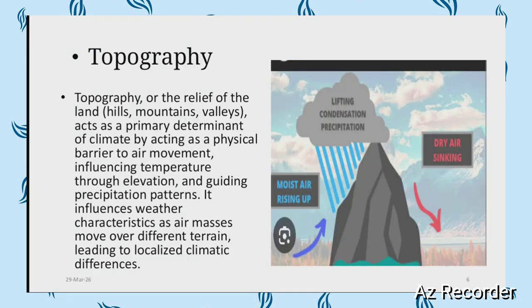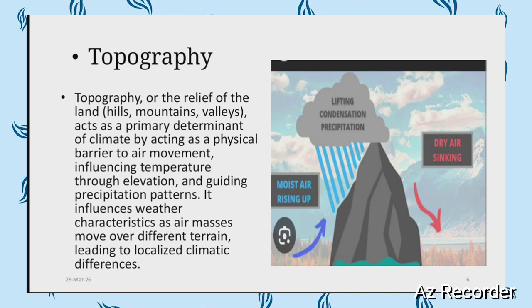Topography. Topography can also be called the relief of the land. It acts as a primary determinant of climate by acting as a physical barrier to air movement, influencing temperature through elevation and guiding precipitation patterns. Topography is all about the general appearance of the land. The land can appear as a mountain, a valley, or hills. Its general appearance is called topography.